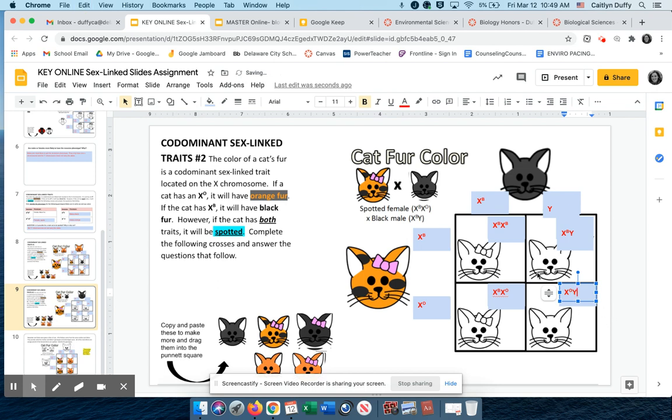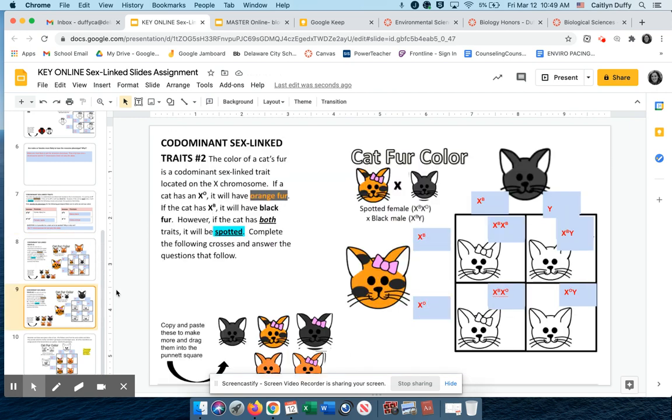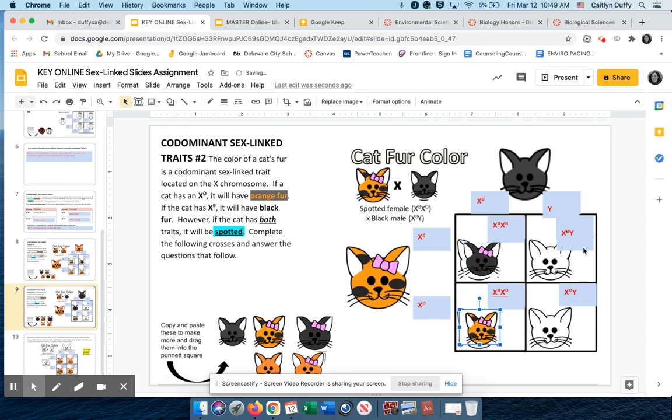Okay, so now let's drag and drop again. Feel free to go back to slide 7 to use that as a tool. But we have X^B, so we know it's going to be a female cat. XY is going to be a male cat. X^B X^B is a black female. X^B X^O is a spotted female. X^B Y is a black male. And X^O Y is an orange male.